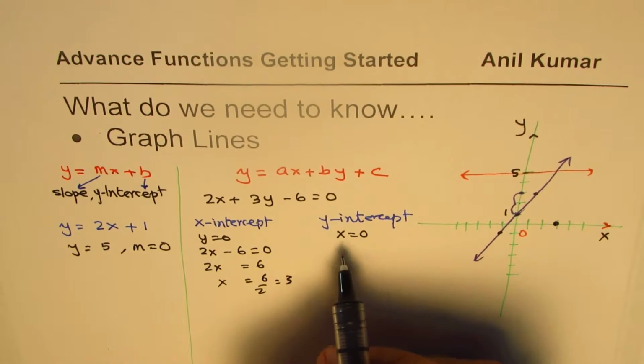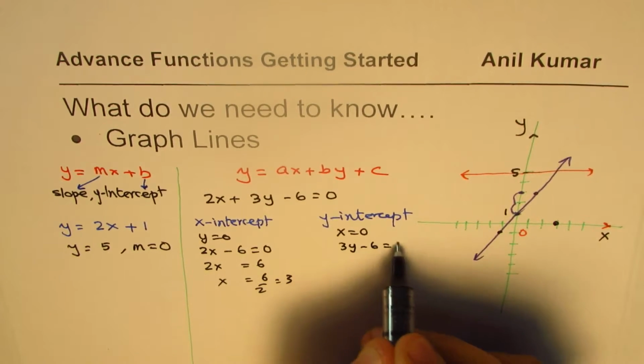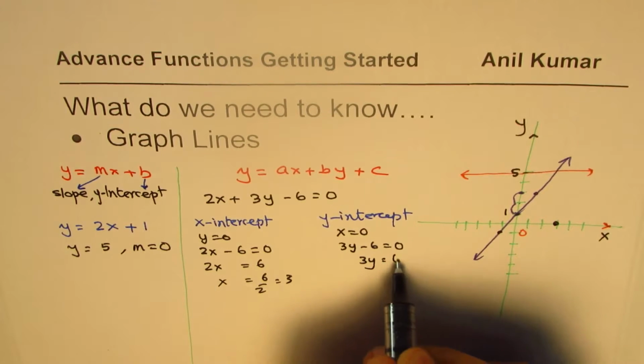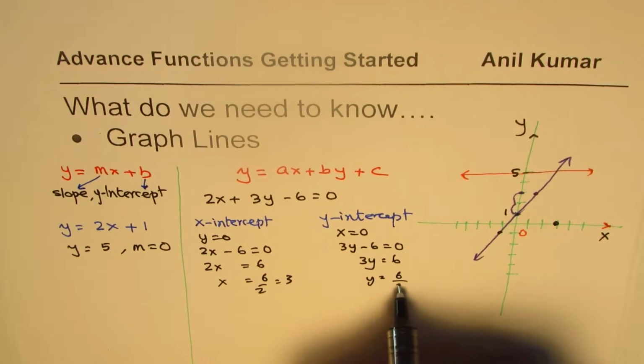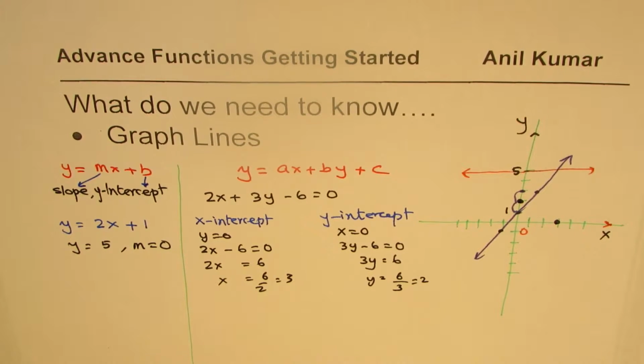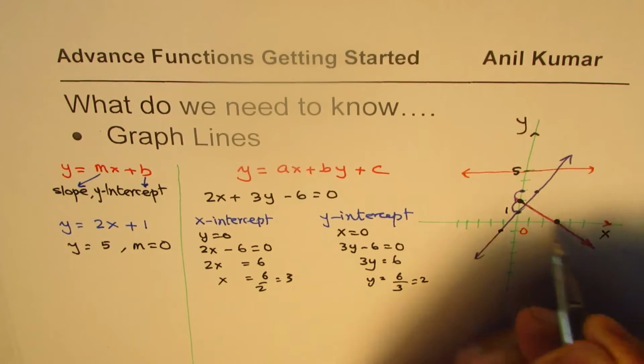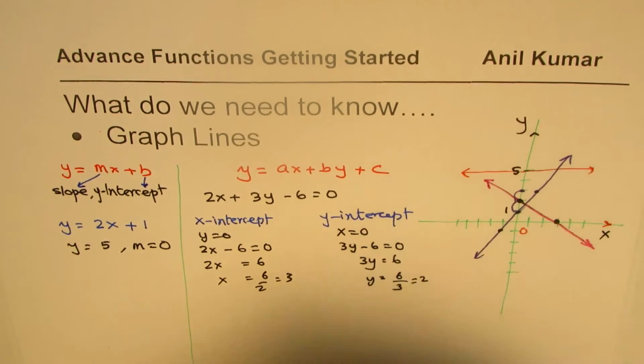Let's calculate the y-intercept now. x equals 0 gives us 3y minus 6 equals 0. 3y equals 6. y equals 6 divided by 3, which is 2. So 1, 2, that's the point. Joining these 2 points, we get our line, right? So we'll just join these 2 points and extend both sides.